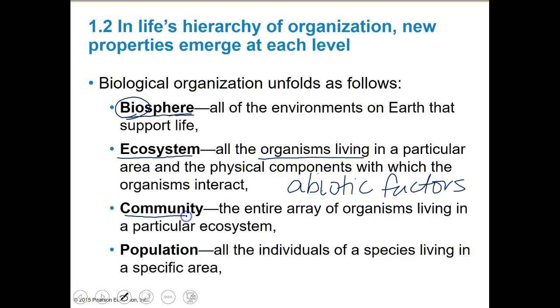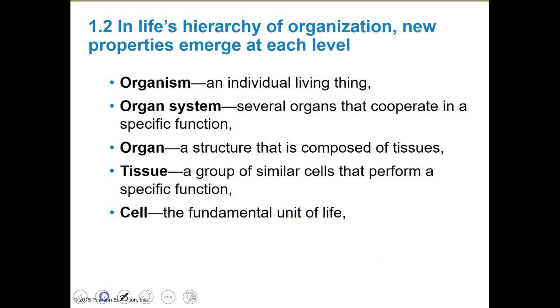All right, a community is just going to be the array of organisms living in a particular ecosystem. Again, I'm not going to give you too many examples. I'm kind of giving you the definitions. You make sure you have something to go by here because we're going to make some examples later. I'm going to stifle your creative thinking on those. Population, all the individuals of a species living in the specific area. Okay, then we have one single organism.